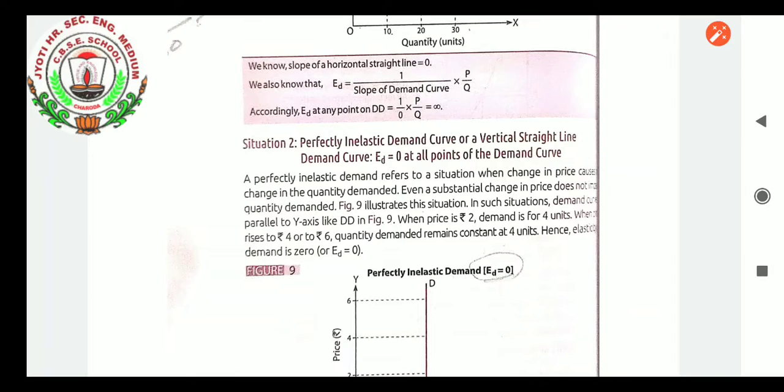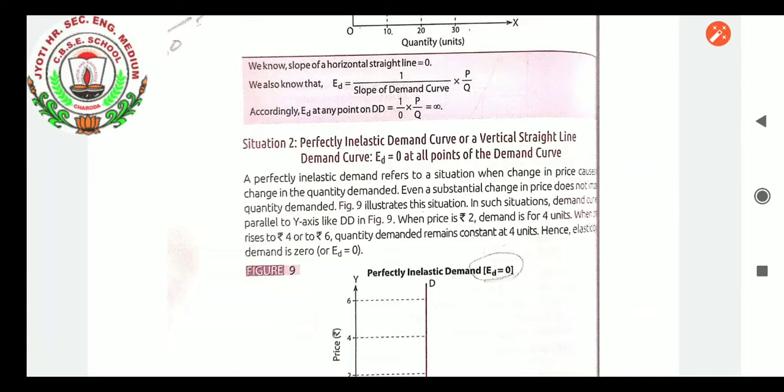Whereas for a perfectly inelastic demand curve, or a vertical straight line demand curve, ED equals 0 at all points of the demand curve. See here, students, a perfectly elastic situation can come in the monopoly market, right? Railways. The price of the rail ticket is fixed, but still the quantity demanded is increasing at a stable price. That can be an example of perfectly elastic. There is no choice for the customer.